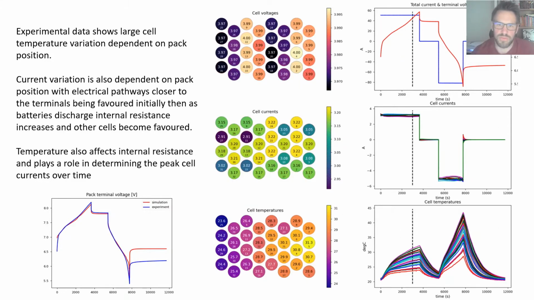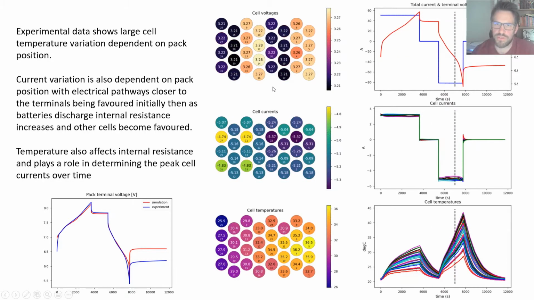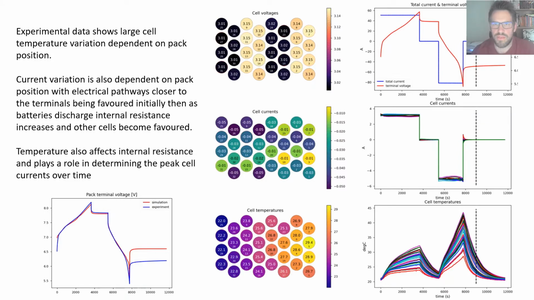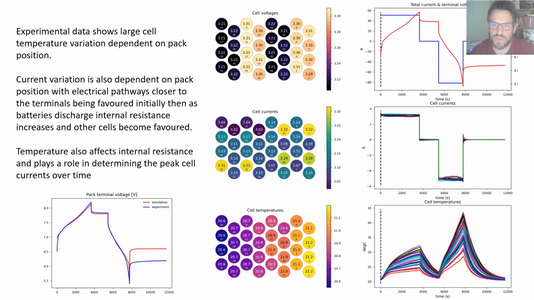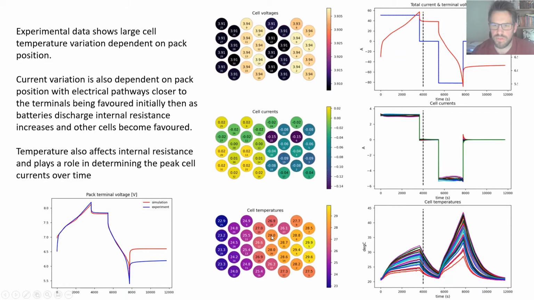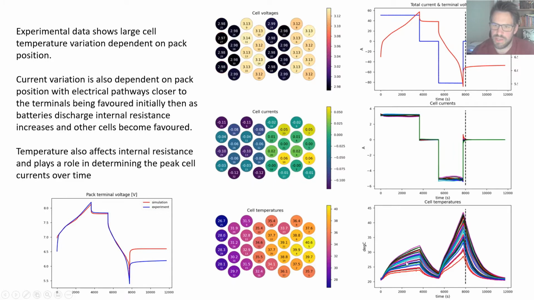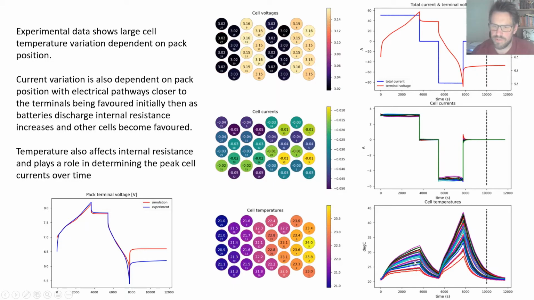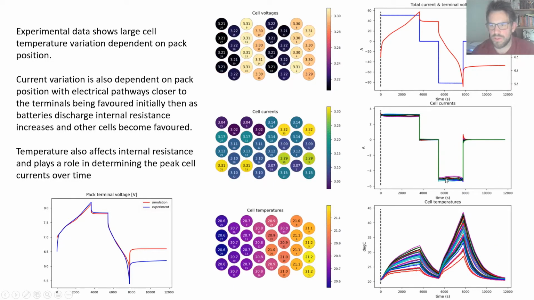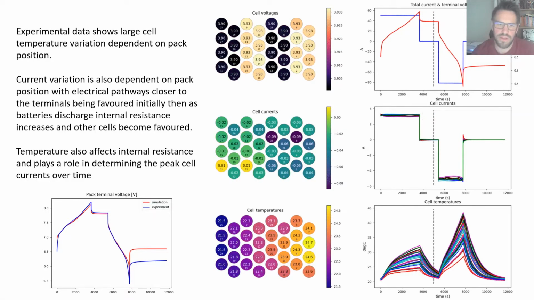And this is the experimental data that we're showing in this image on the right, this video. You can see the heterogeneity in the cell voltages and also the cell currents and the cell temperatures, as I was saying. And so you can see that there's quite a range in temperature, mainly dependent on the pack position, but also dependent on which particular cell is experiencing the highest load at any given moment.